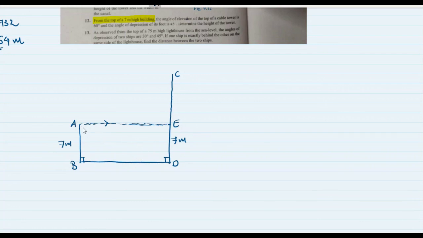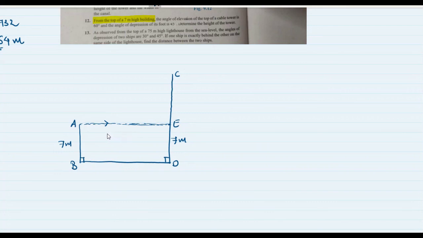Because we know that building and cable tower, they all are making 90 degree with the ground, and of course this line AE will be parallel to BD, because we'll always gaze parallel to the floor. So this AEDB is a rectangle. We know everything about this.